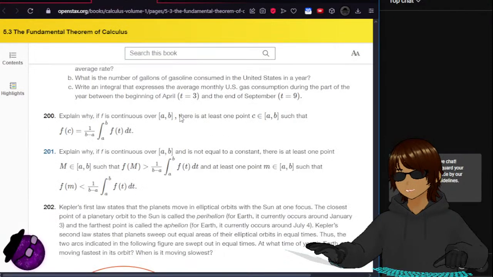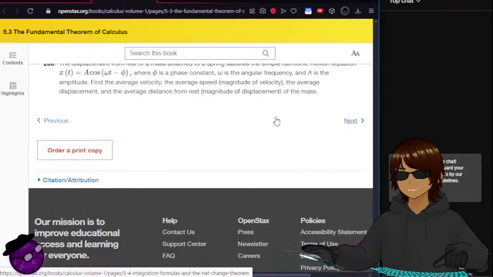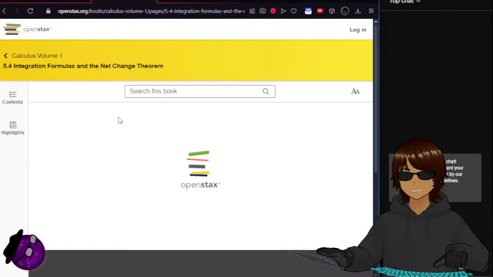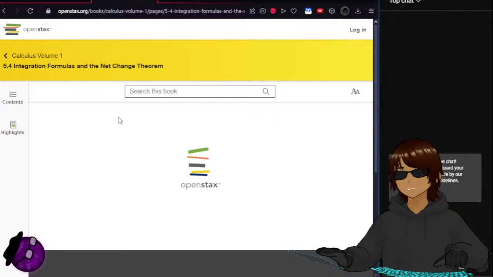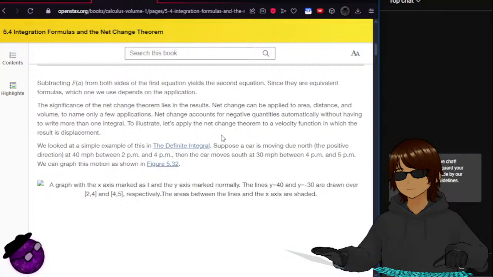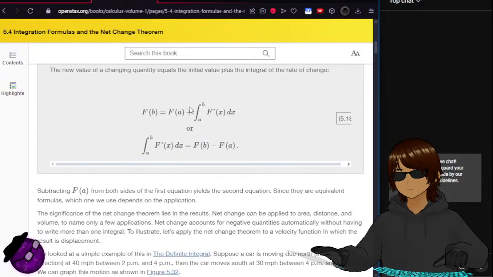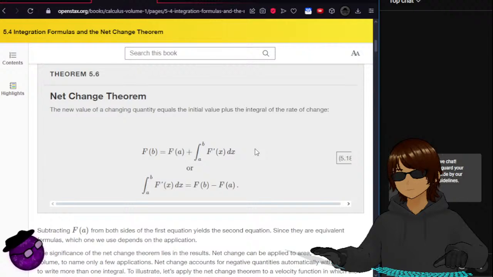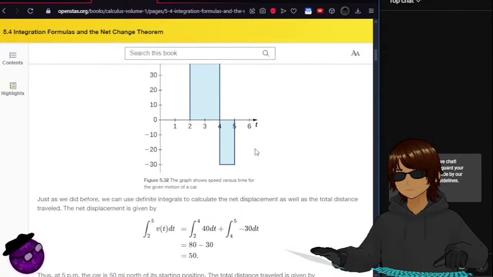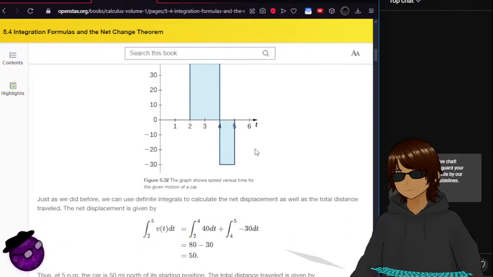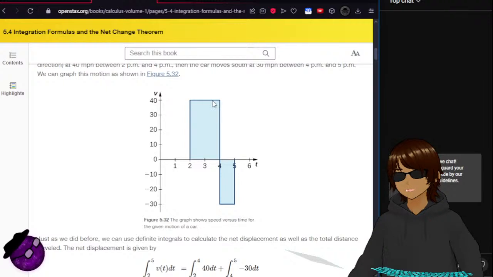This answer key is not even loading. Let's see what the... I also did the next chapter, but I deleted that stream. Integration formulas and the net change theorem. Oh yeah, the total integral.